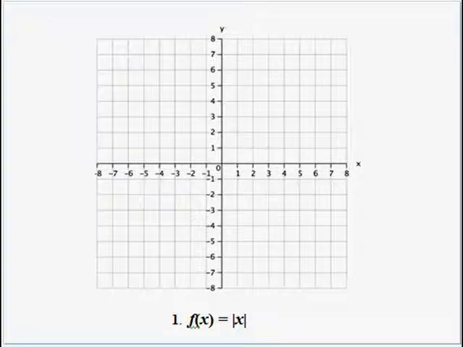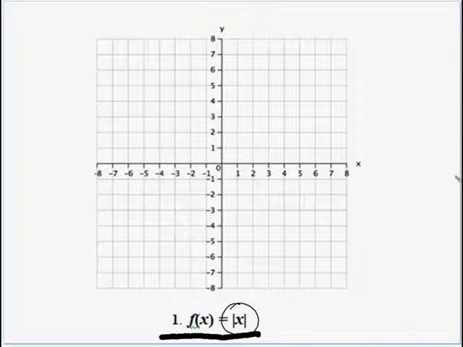Alrighty, we got a test coming up pretty soon here on 2.5. So let's work on some practice problems to get ready for that test. Here, number one, of course we got to know our parent functions pretty well. And the first one here is the absolute value of x.